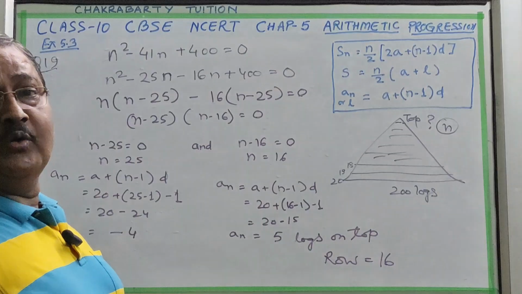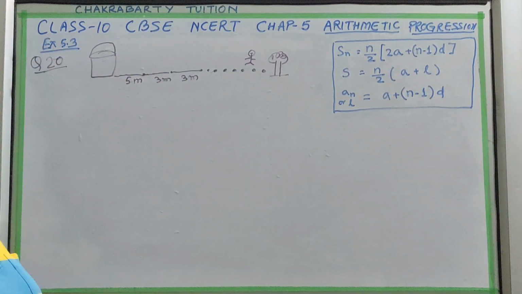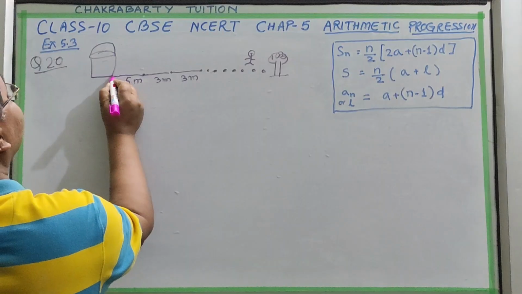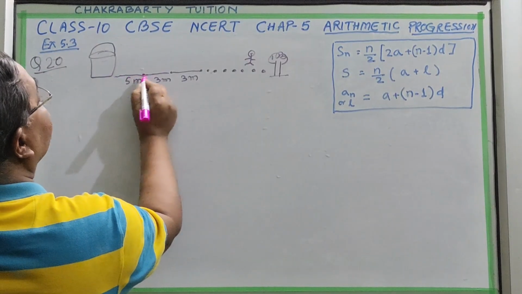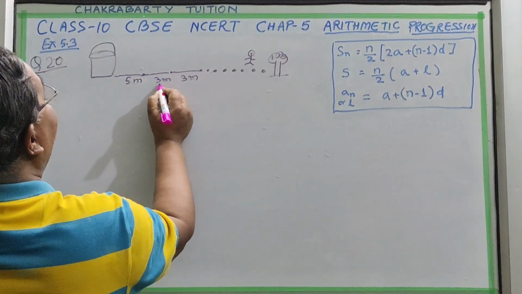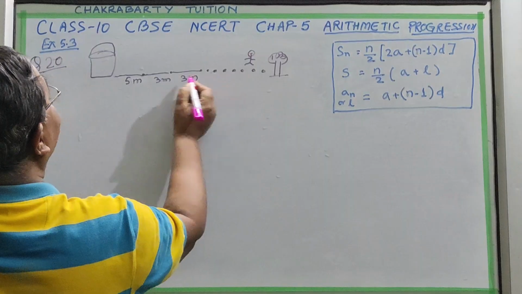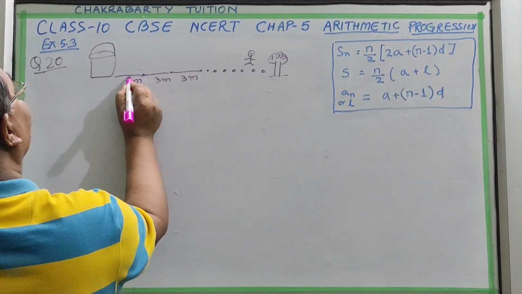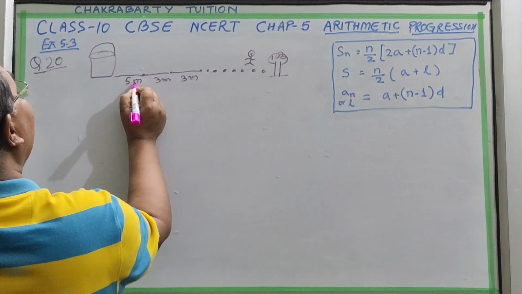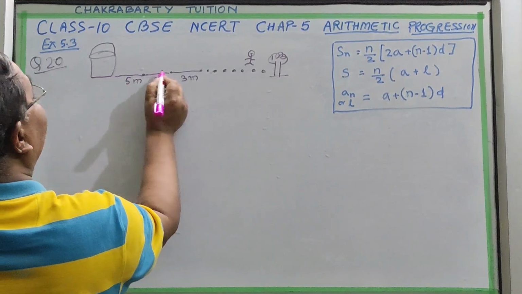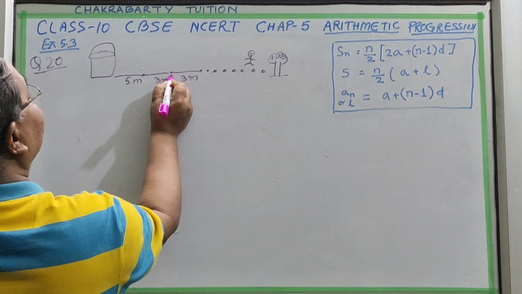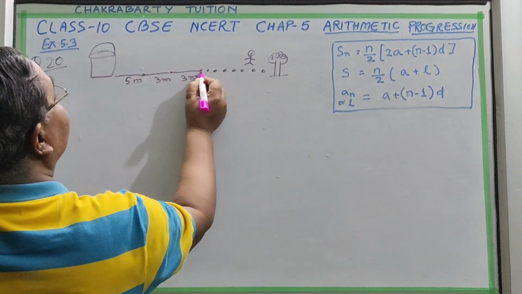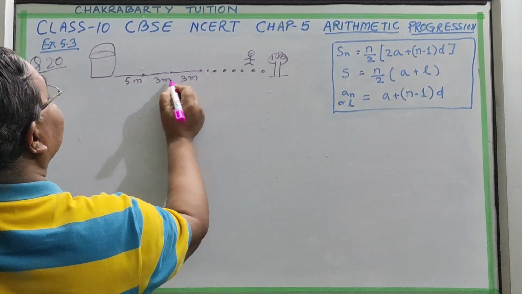Now question number 20 we will solve. Here one girl is there, and on the road potatoes are placed at a distance of 3 meters each. What is this girl doing? She is putting the potato in the bucket, and then again coming to the next potato and putting it in the bucket. Then again she goes to the third one. Like this she is going.